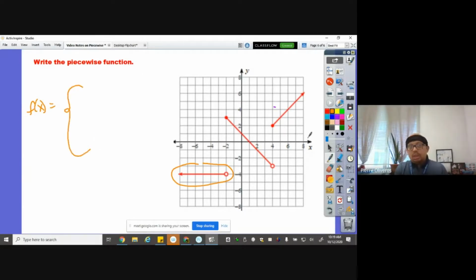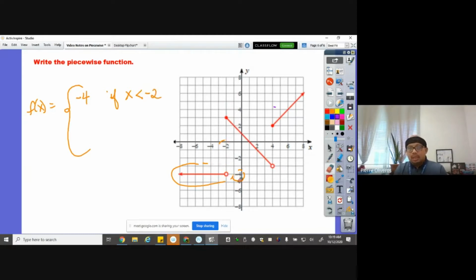The first one is this one on the left. That is a straight horizontal line. There's no movement going up or down, so you know it's a constant. And that number is -4. So that's what gives us -4. If that is true from -2 to the left, that means x less than, it's open, so less than only -2. That's all you have to do there.